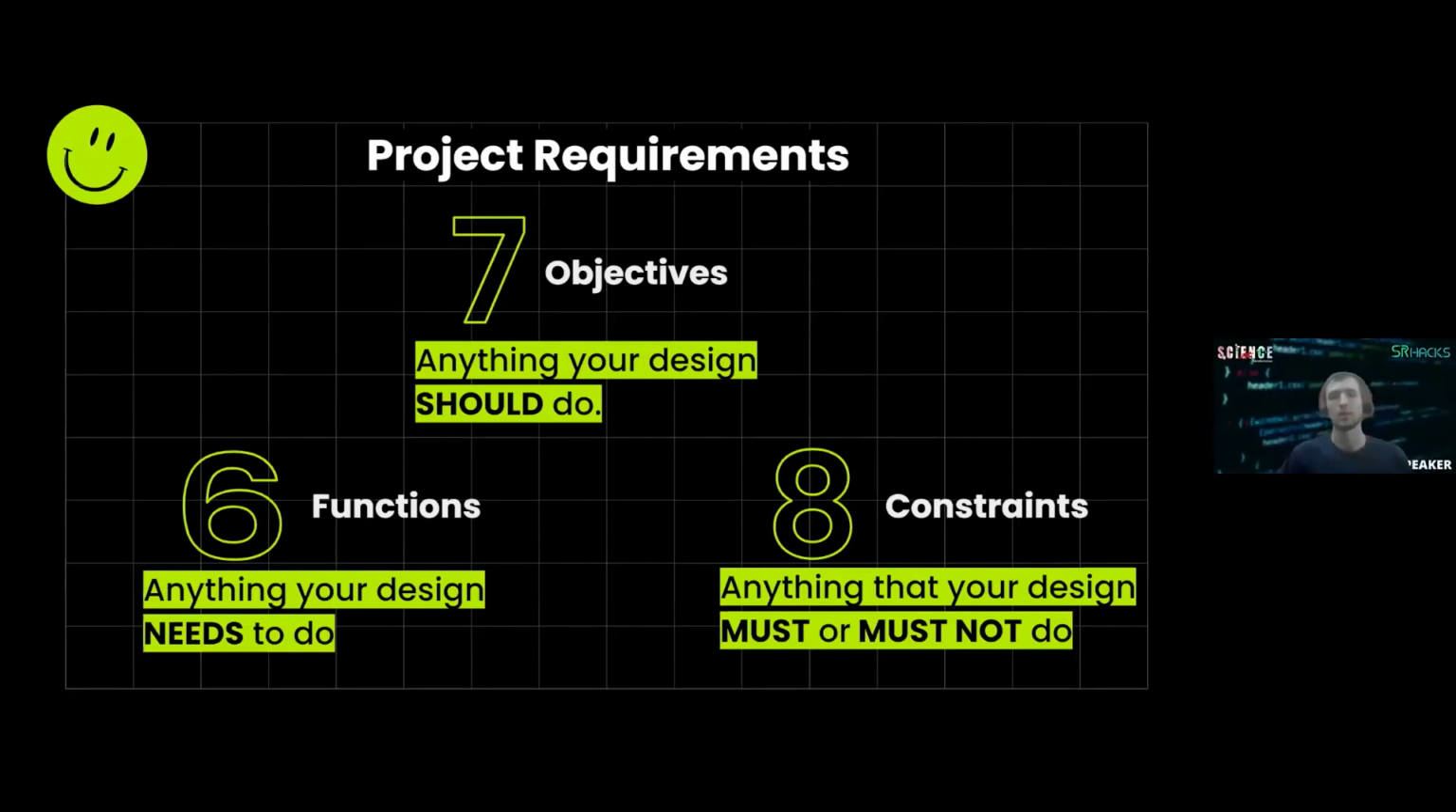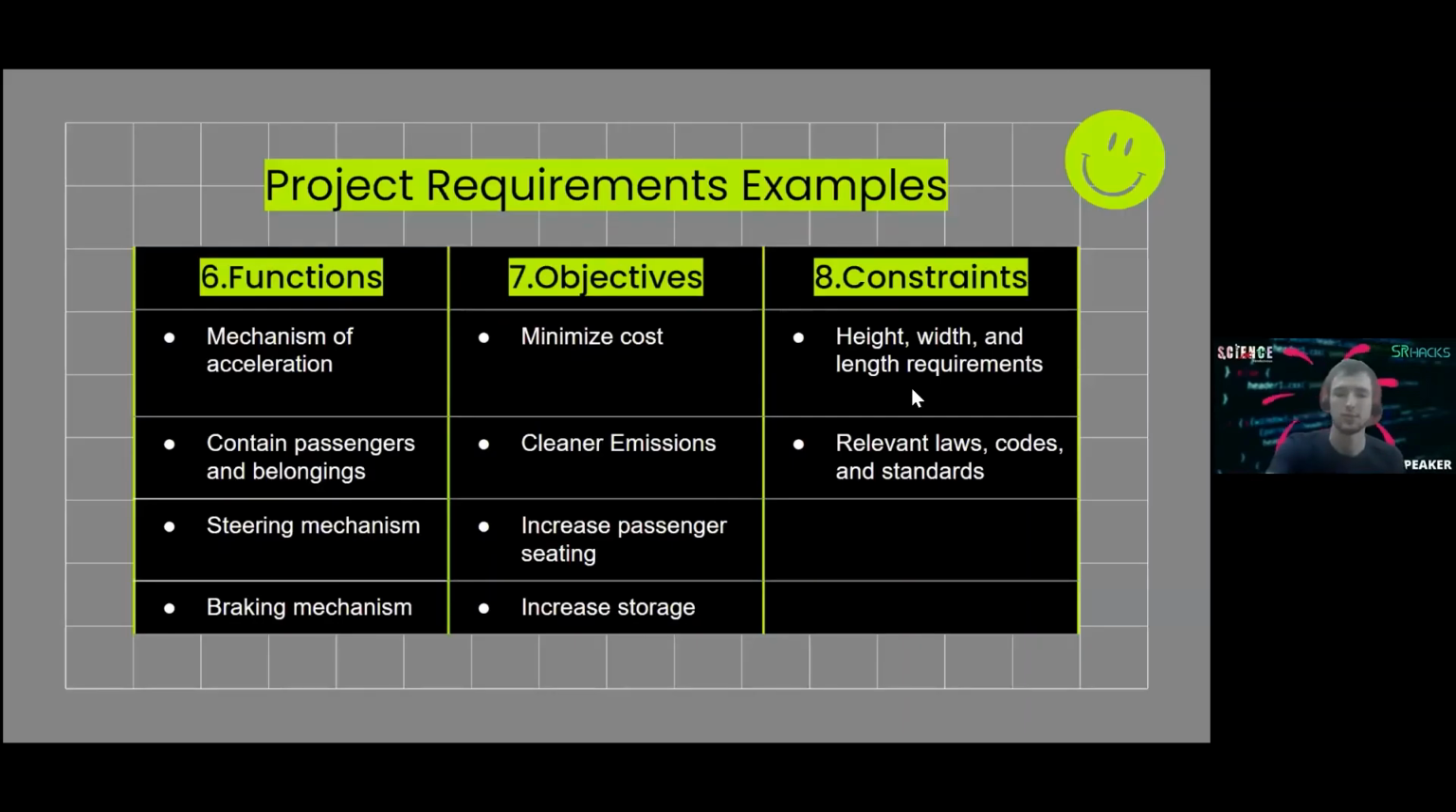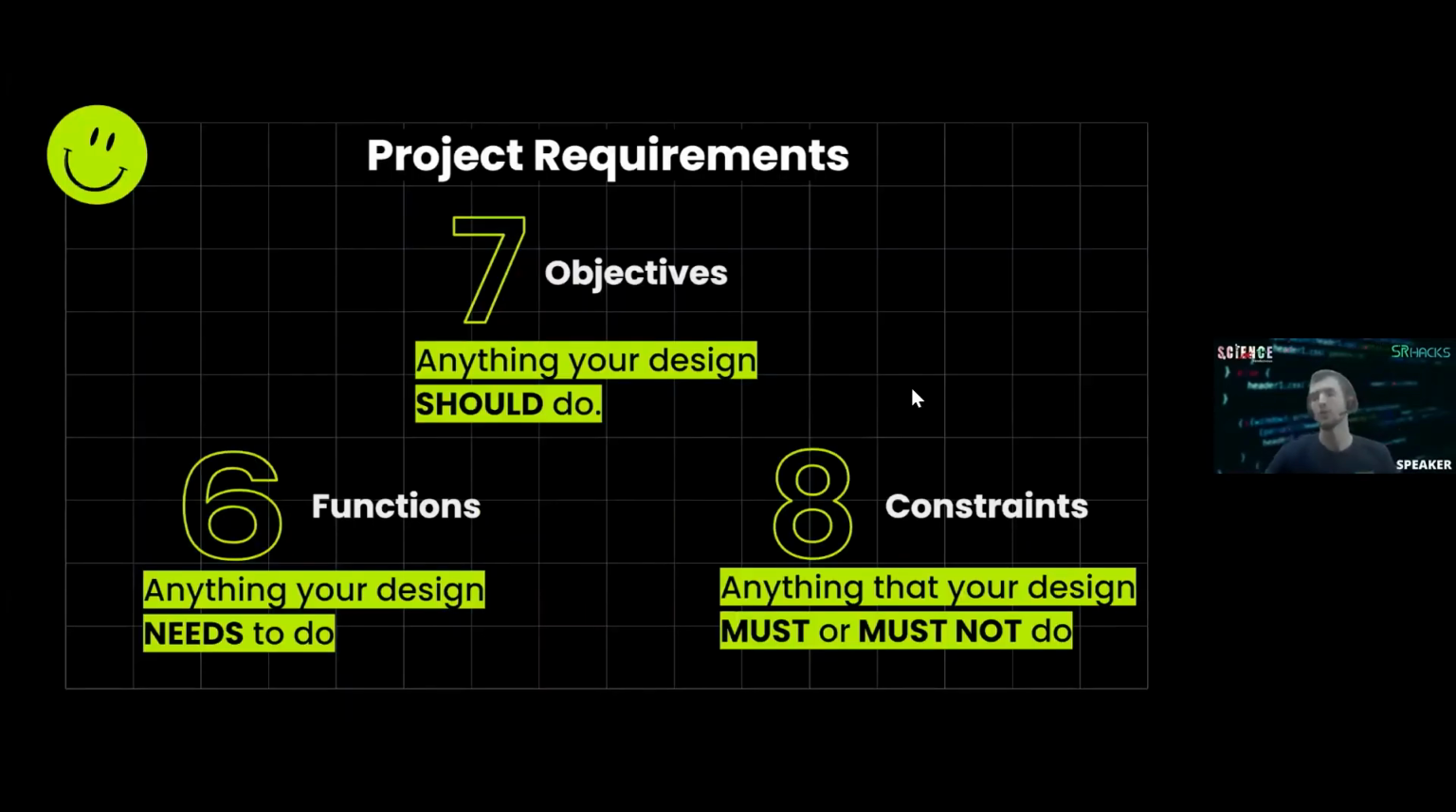So for anyone confused on functions and objectives and their differences: functions are the needs, like it will not function as a car without these, whereas objectives are things that you should have as good as possible, but they don't necessarily need to be. So the ability to drive the car, like to steer it, is a function, whereas the ability to drive at 200 miles per hour is an objective.